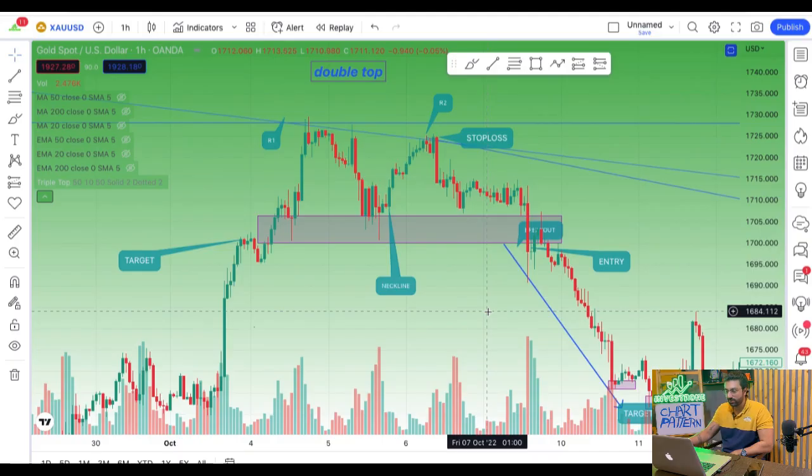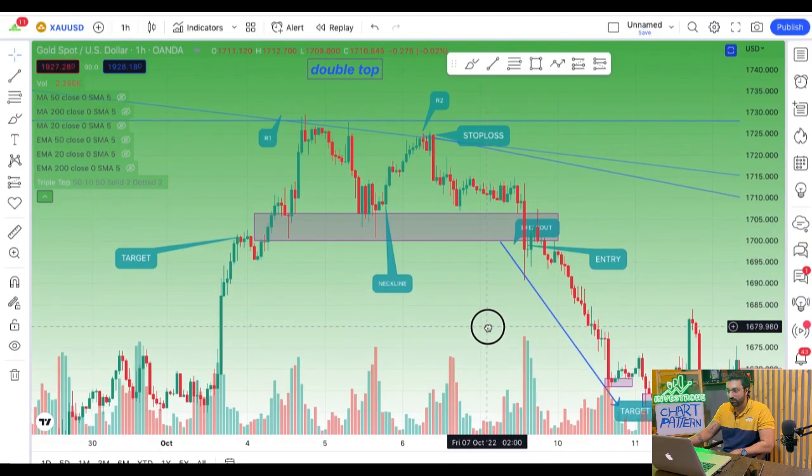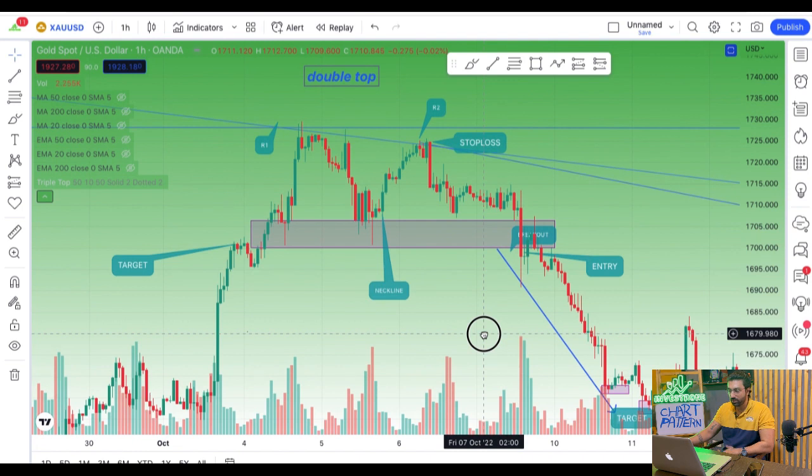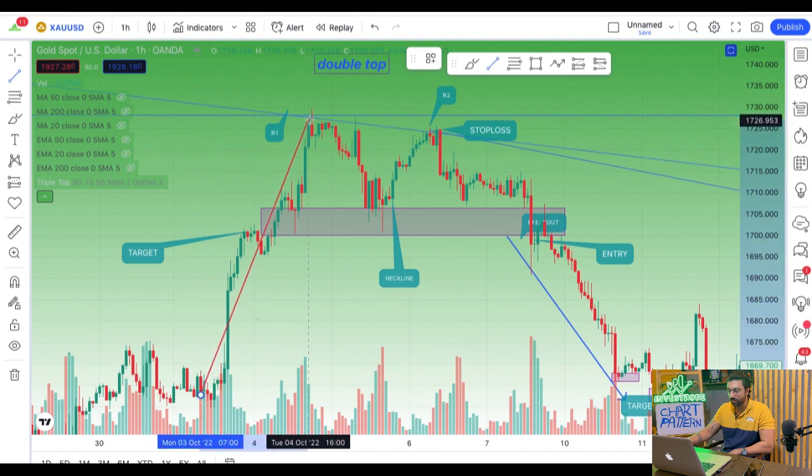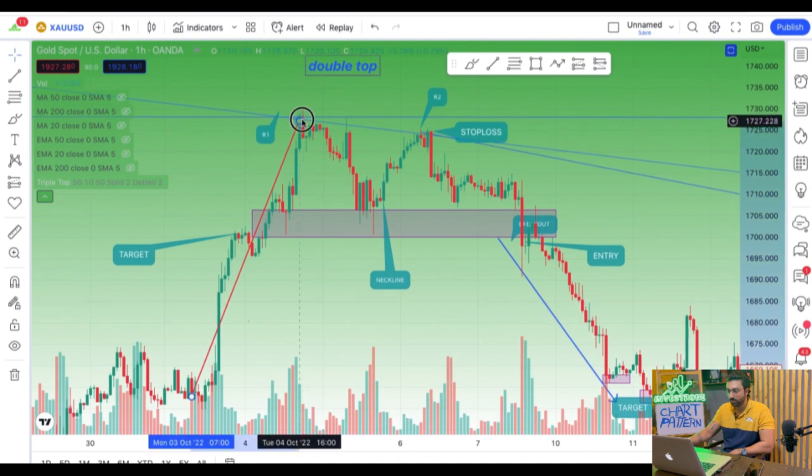So guys, here you can see an example of the double top pattern, known as the M pattern as well, and it's a reversal pattern, a bearish reversal pattern. Okay, now you can see the market is in a clear uptrend. The market is going up. What happened here? There is a resistance. From this point, the sellers pushed the market downward.